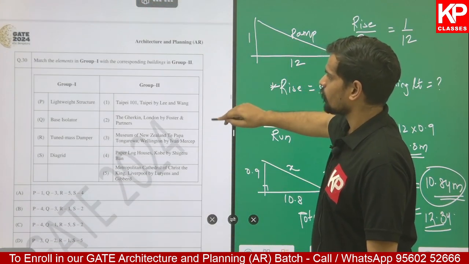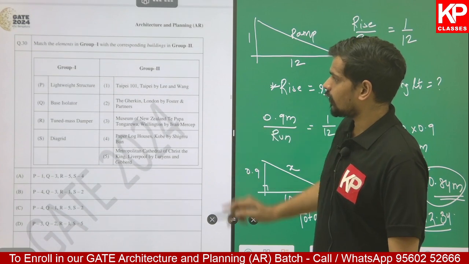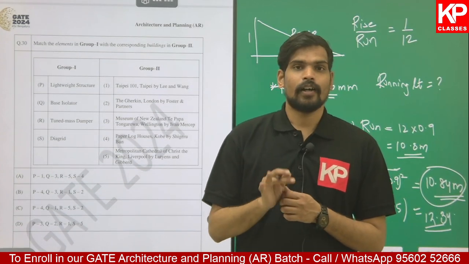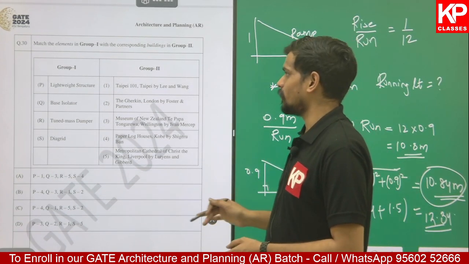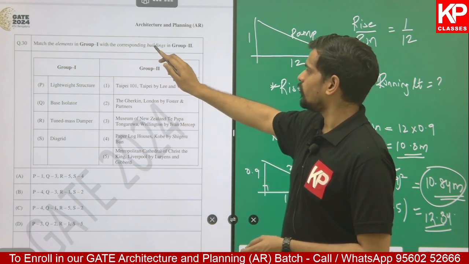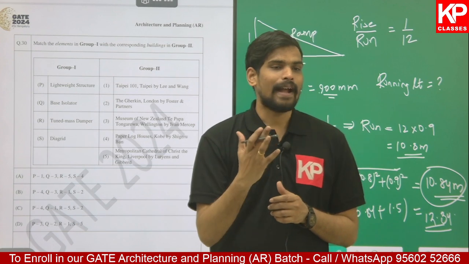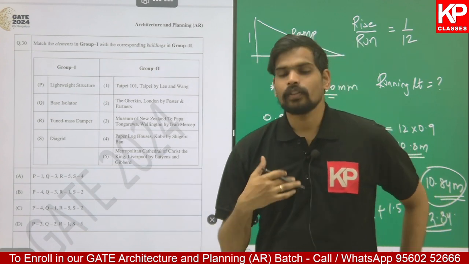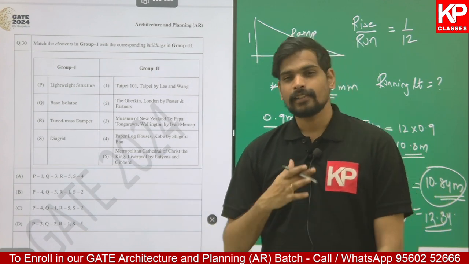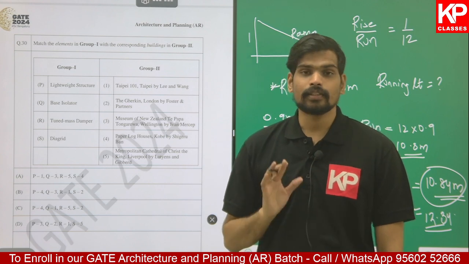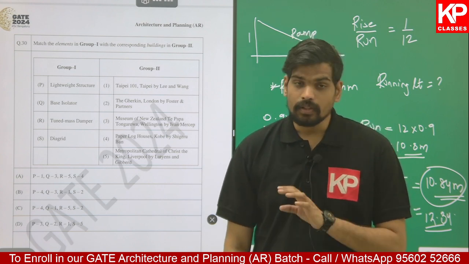The next one. This again is a 2 marks match the following question. Let us look into this. Match the elements in group 1 with the corresponding buildings. So they have given some features and they're asking you to match. If you see contemporary architecture, famous buildings, this is something which many people think is a part of the architecture part. Not necessarily.